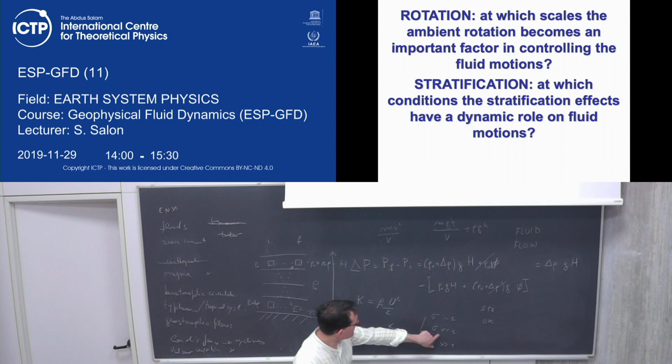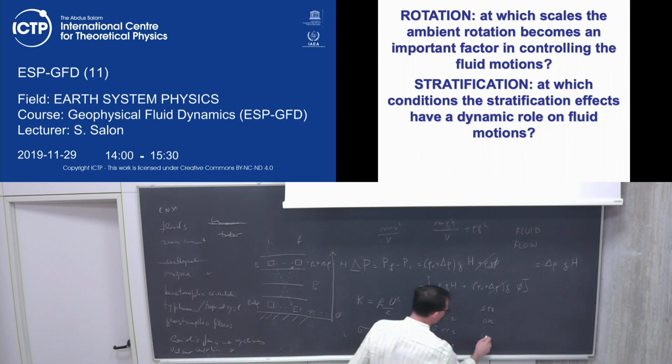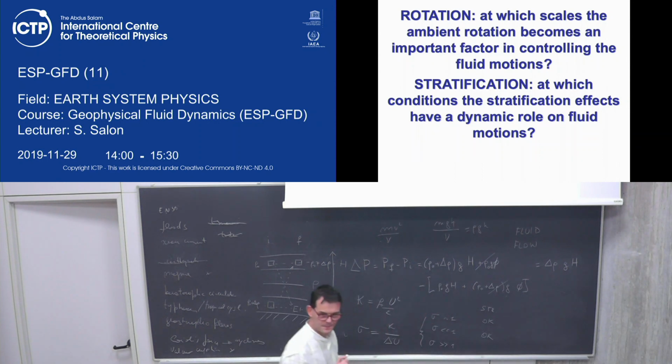If I have sigma much smaller than 1, it means that the kinetic energy is much smaller than the potential energy. So it means that I cannot do anything with my kinetic energy, because the potential energy is so strong that it will be very difficult to change anything, okay? Because I need much more energy to break the stratification. So stratification is important also here.